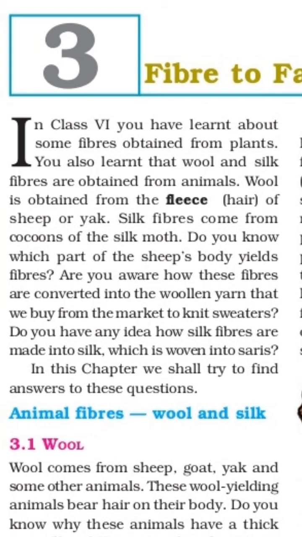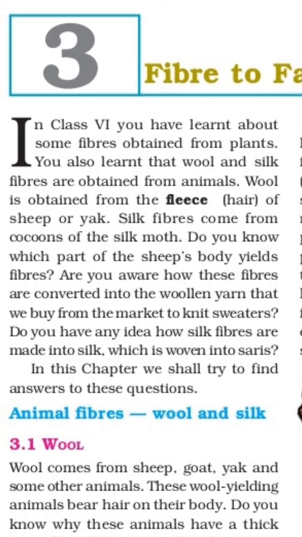Wool is obtained from the fleece, which is the hair of the sheep or yak. Silk is obtained from cocoons of the silk moth. Now in this chapter we will learn how we get animal wool and how we convert it into fabrics. Here one question is there: do you know which part of the sheep's body yields fibers?